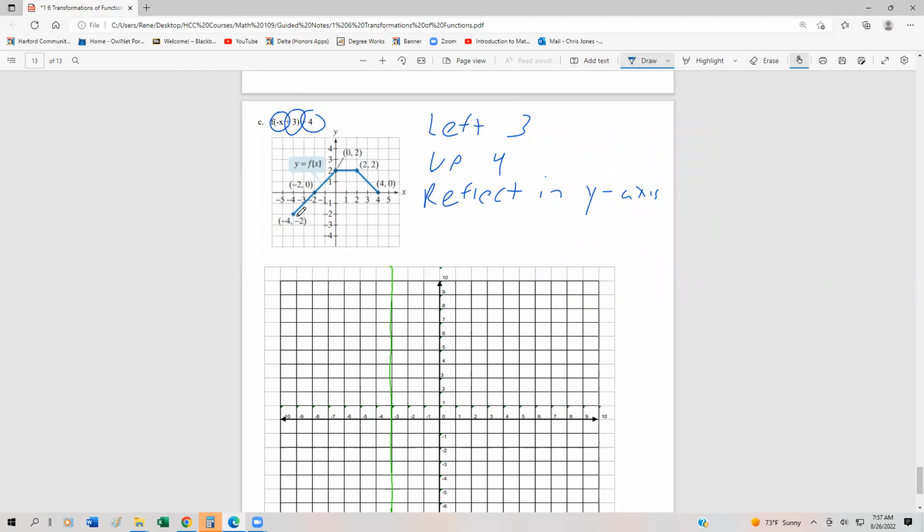We're going to move it left 3. So let's go 1, 2, 3, which is off the screen. That's fine. That's -7. And then we're going to move it up 4. And when we move it up 4, it becomes 2. All right, so we have the point -7 and then +2, which is right here.